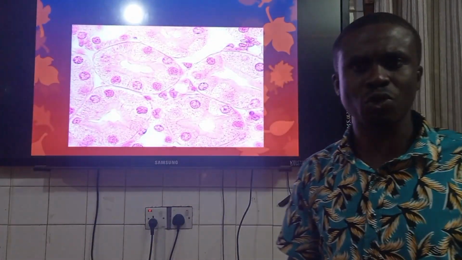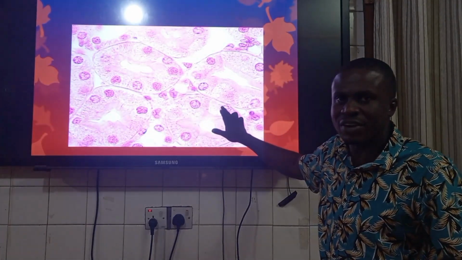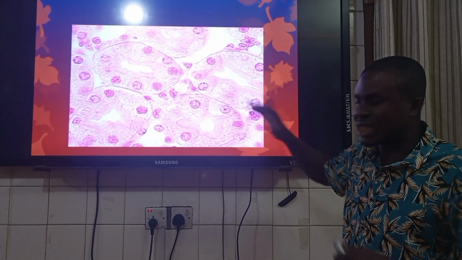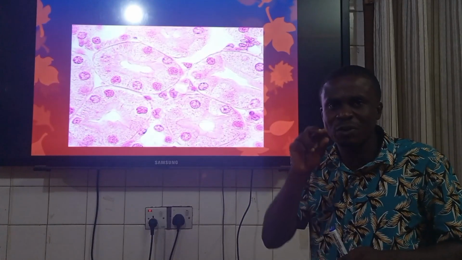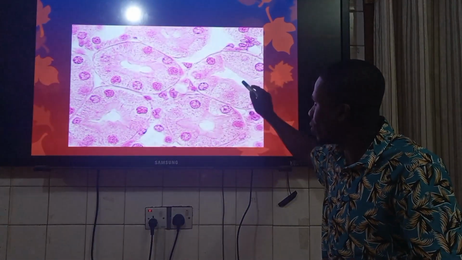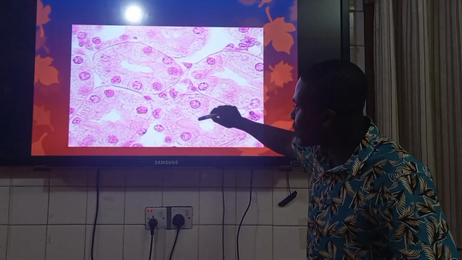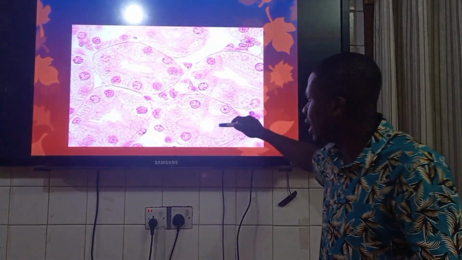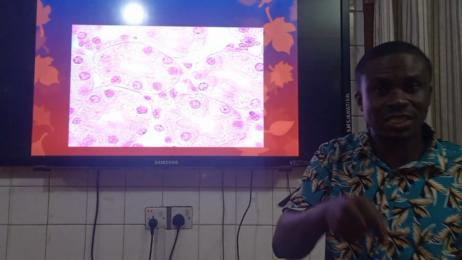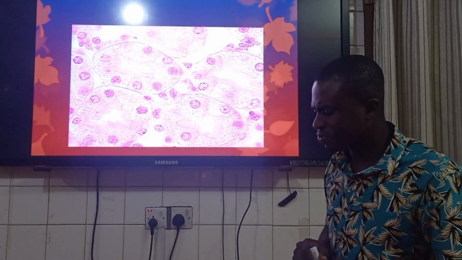Now, how about the brush border I talked about? If you look at it, this is the simple cuboidal epithelium. You can see the rounded, basophilic nuclei nicely over there. Projecting and making the lumen a bit smaller, apparently, so that we can even distinguish this from what somebody called a distal convoluted tubule. We see the apical modification of the plasma membranes over here, and they show that kind of branching. And this is what we call the brush border, all throughout. That's what we see, brush border.